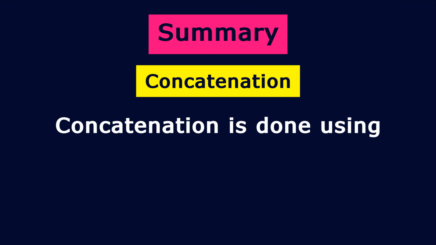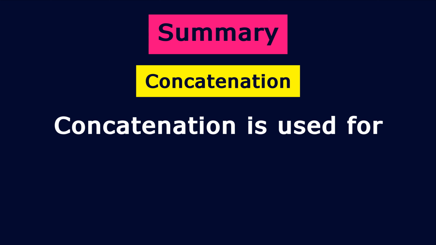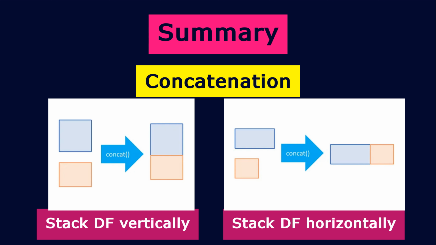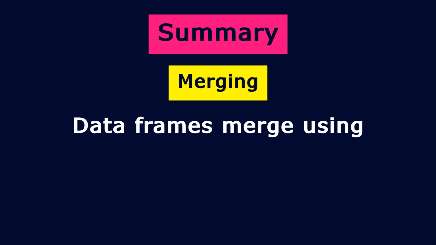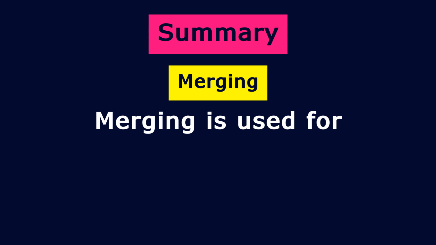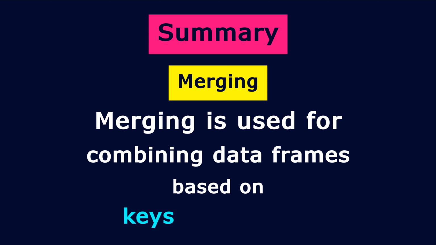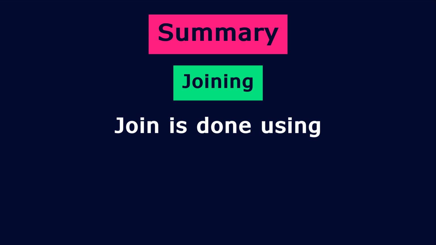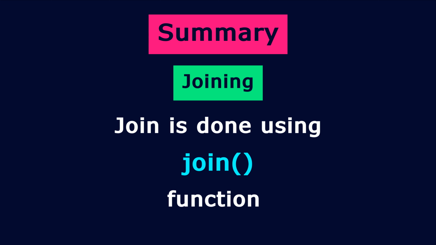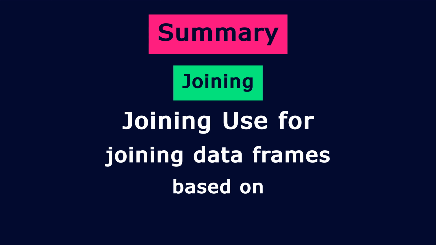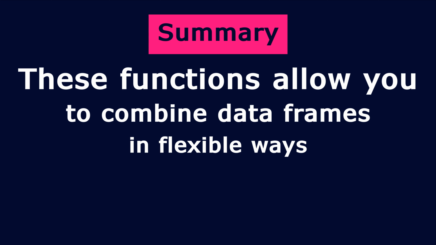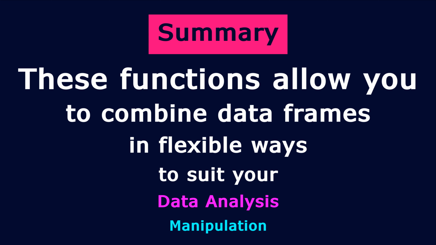Summary: Concatenation is done using the concat function. Concatenation is used for stacking data frames, either vertically or horizontally. Merging: data frames merge using the merge function. Merging is used for combining data frames based on keys or columns, similar to SQL joins. Joining: join is done using the join function. Joining is used for joining data frames based on their indexes. These functions allow you to combine data frames in flexible ways to suit your data analysis and manipulation needs.